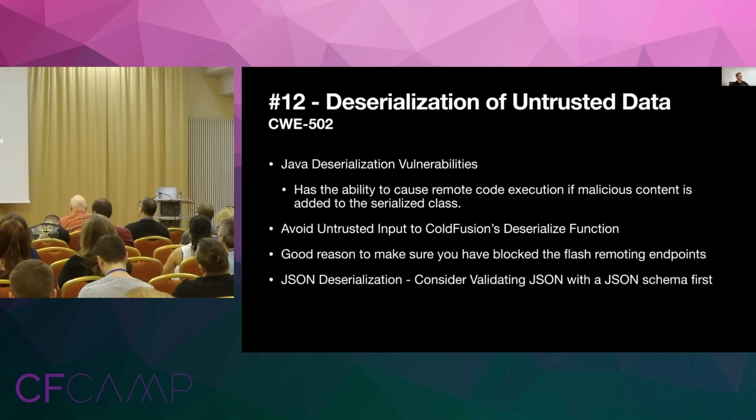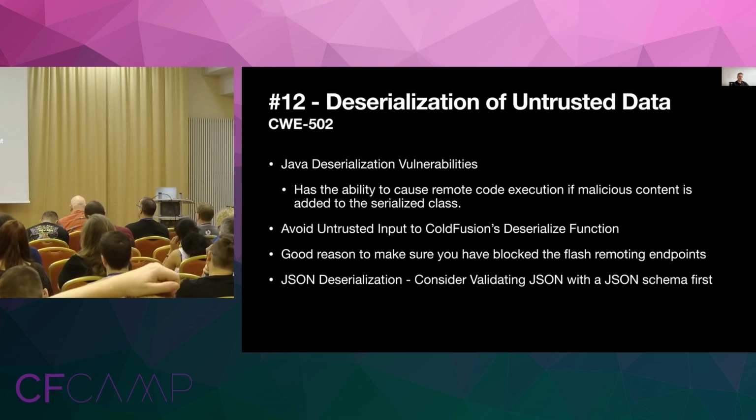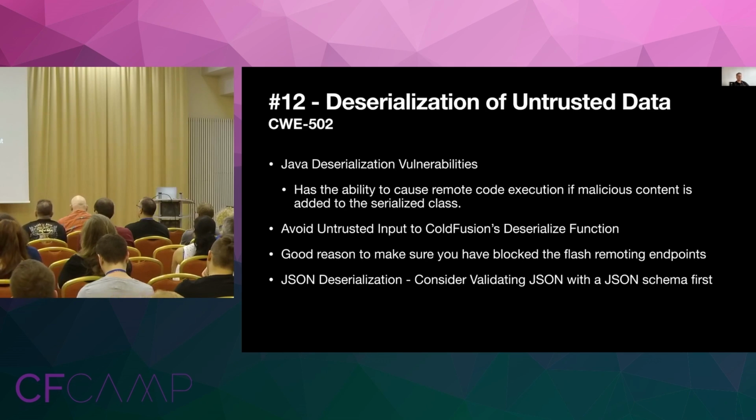Deserialization of untrusted data. Java has had a lot of these types of vulnerabilities. In ColdFusion, it would pertain to the deserialize or serialize functions, essentially the deserialize function, taking in a Java object that's been serialized. You just want to make sure you're not deserializing untrusted data. I'm not talking specifically here about JSON deserialization, but on that note, it's a good idea to validate the JSON. You can use something like JSON Schema for that.